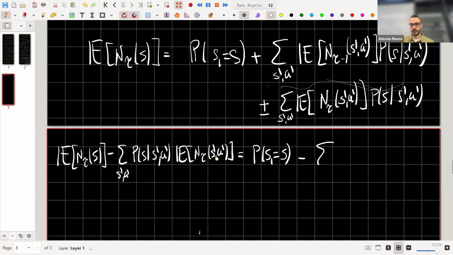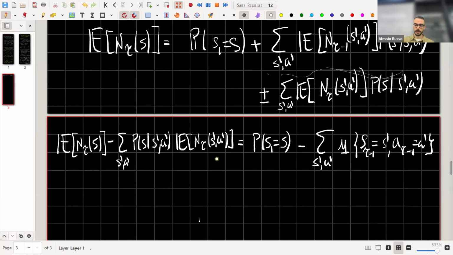So we have minus the sum over S prime A prime of the indicator that in tau minus 1, we are in S prime A prime. Sorry, not probability, indicator. With the expected value.